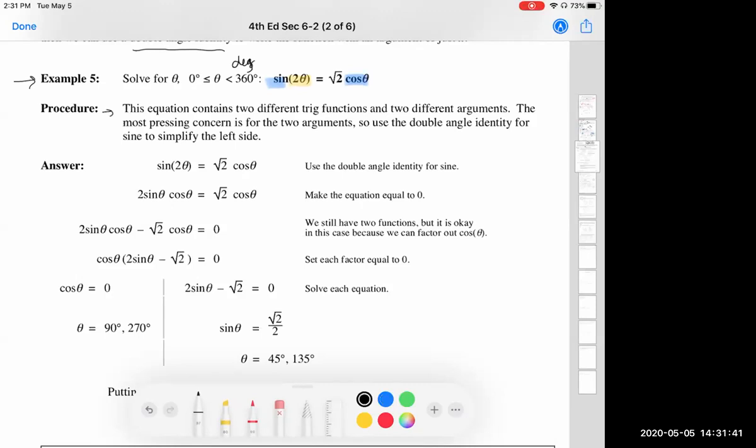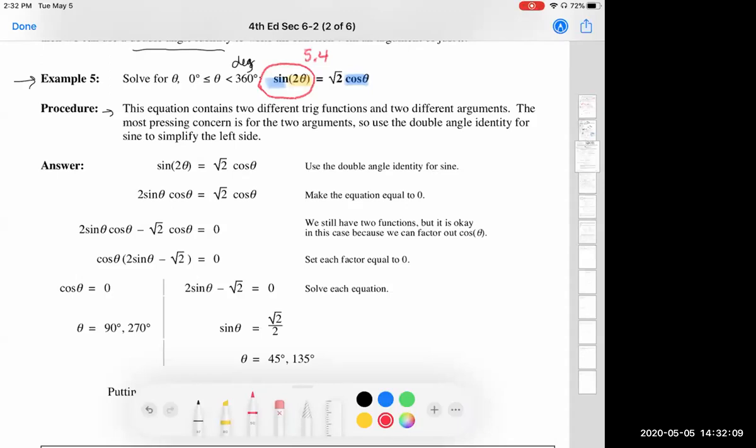This equation contains two different trig functions and two different arguments. The most pressing concern is the two arguments. So use a double angle identity for sine to simplify the left side. This 2 theta looks familiar, right? I believe that's from section 5.4, our double angle identities. I can replace that.